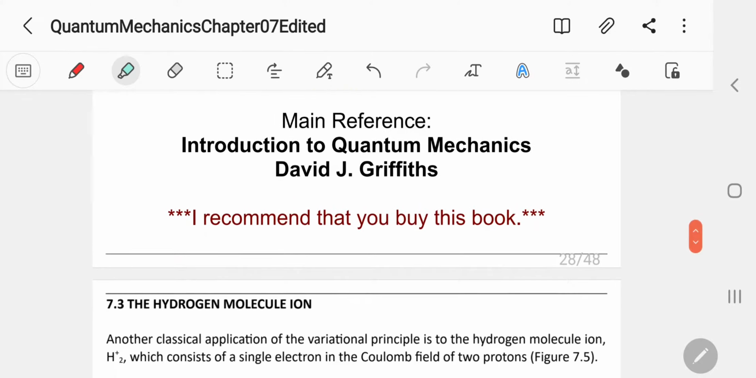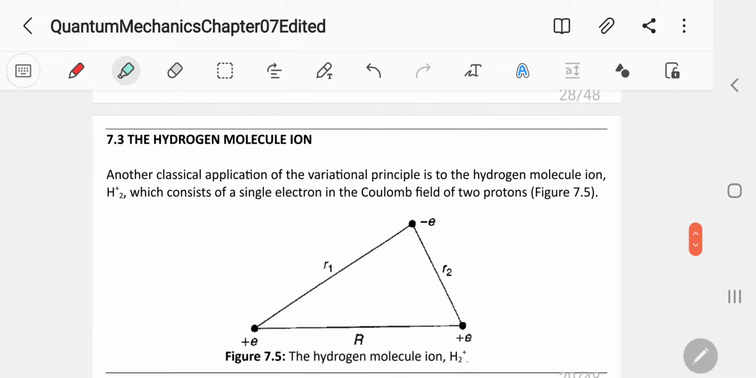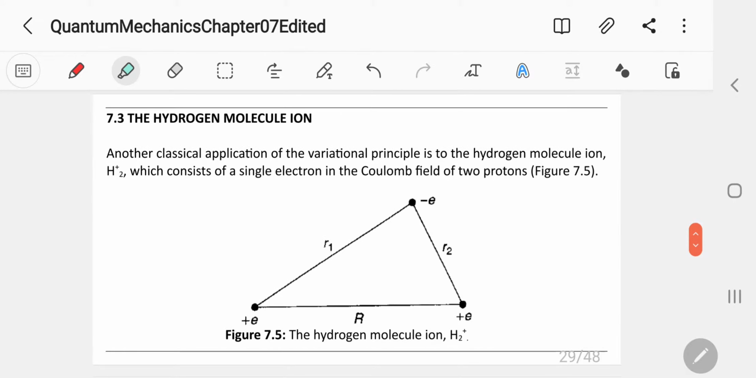So to start with, our session would start with the hydrogen molecule ion. So we will be estimating the energy of this quantum mechanical system.